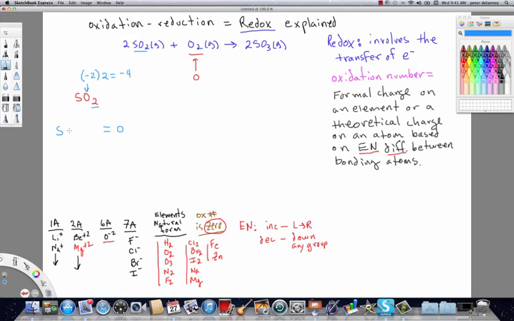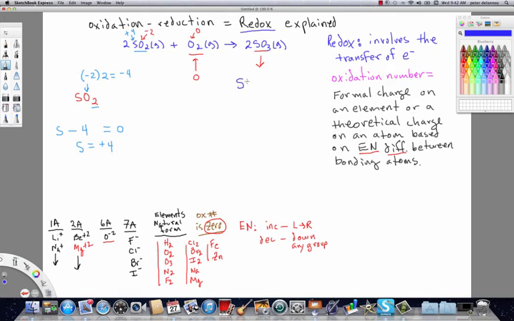So now we can solve for the sulfur by simply subtracting the net charge of the oxygen from the sulfur. And we solve for the S. And that means the oxidation number on the S in SO2 is +4. So I'm going to write that up here. We got +4 on the S. We've got -2 on the oxygen in the SO2. We've already established that the O2 is 0. And that just leaves us to figure out the SO3.